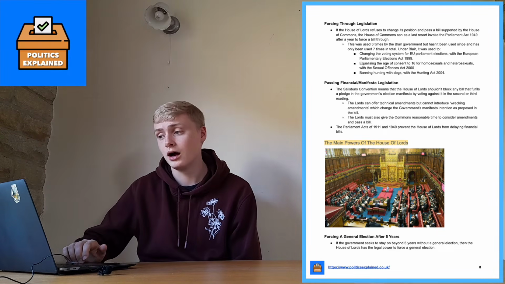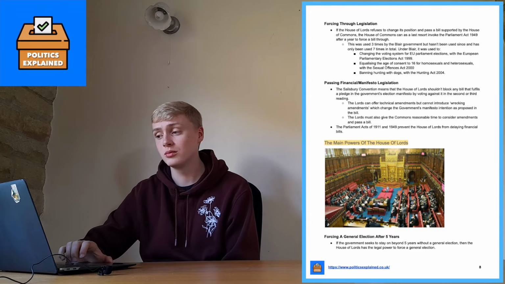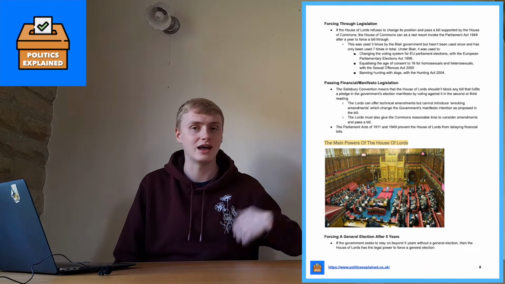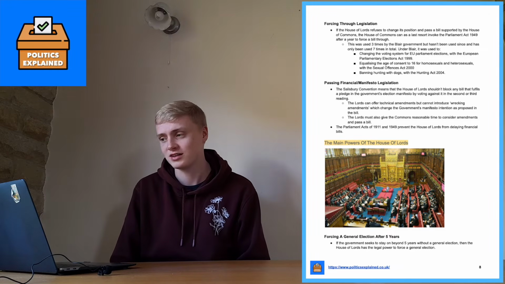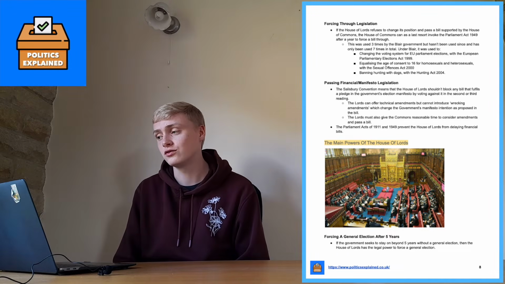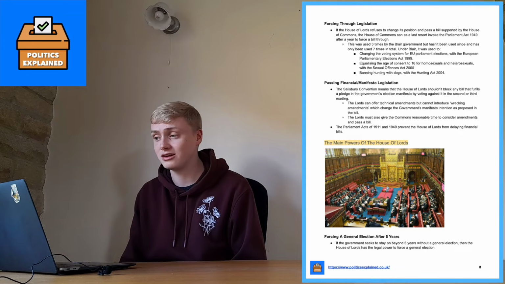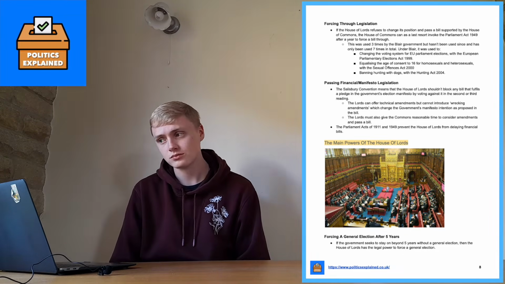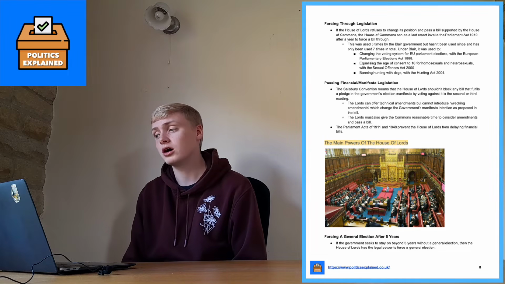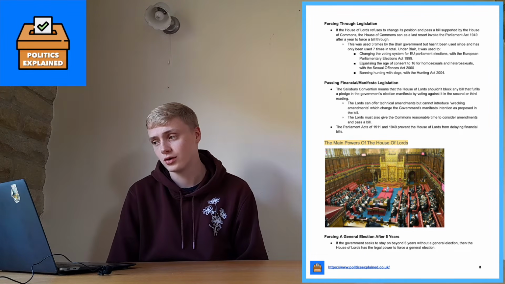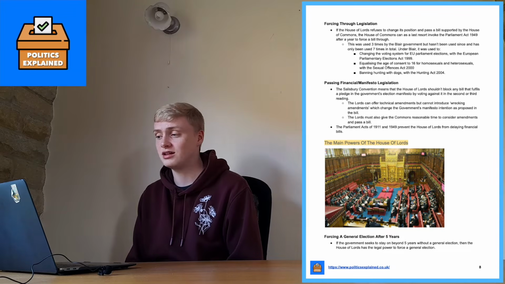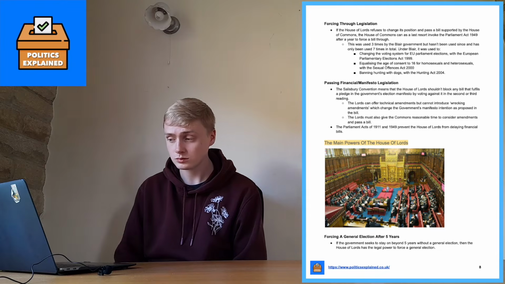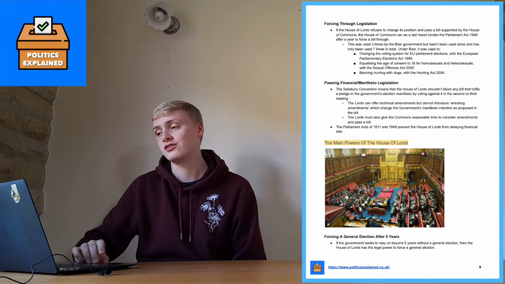And then finally, a key kind of exclusive power of the House of Commons is to pass financial or manifesto legislation, which we looked at a little bit already with the Salisbury Convention and the Parliament Acts. So the Salisbury Convention means that the House of Lords shouldn't block any bill that fulfils a pledge in the government's election manifesto by voting against it in the second or third reading. The Lords can offer technical amendments, but can't introduce wrecking amendments, as we went through. And the Parliament Acts of 1911 and 1949 prevent the House of Lords from delaying financial bills. So that was the exclusive powers of the Commons.